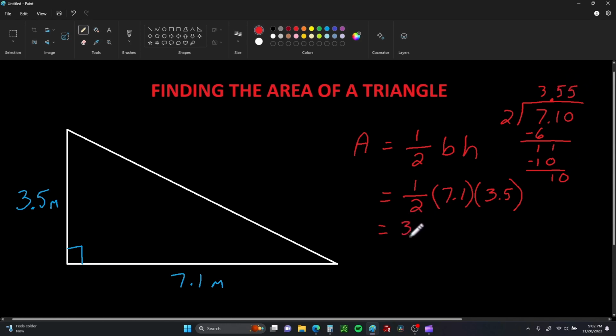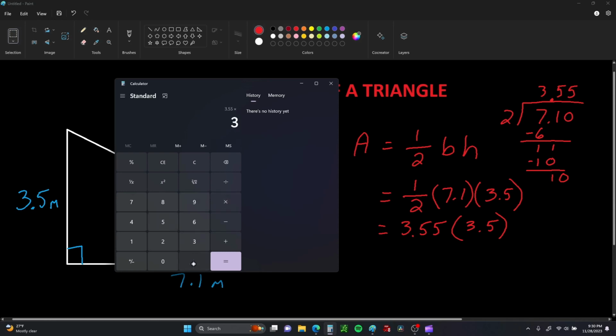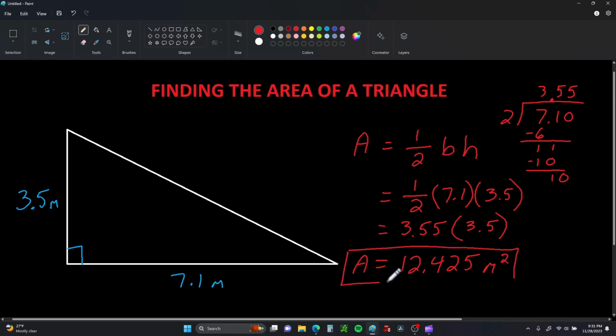So I'm going to put 3.55 times 3.5. So 3.55 times 3.5 is 12.425. The units are meters, so the area is meters squared. I bring down the A. And we're done.